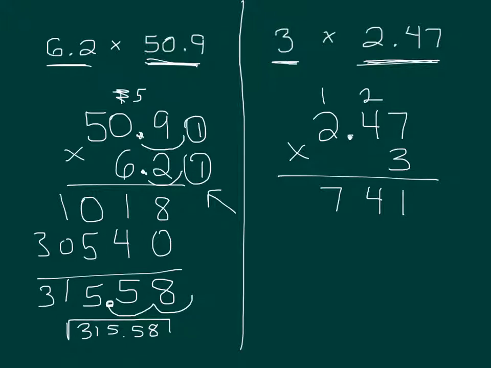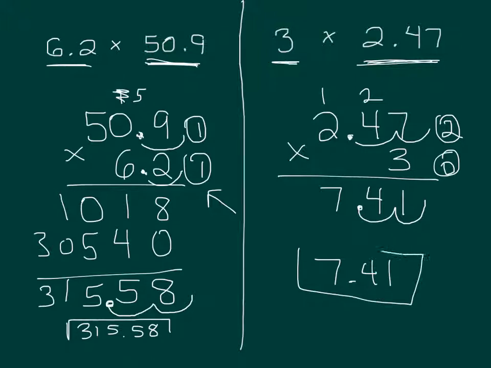Now I need to place my decimal in the answer. So my top factor has 2 decimal places. And my bottom factor doesn't have any. It has 0 decimal places. And altogether, 2 from the top, 0 from the bottom is 2 decimal places. So I'm going to move my decimal point over 2 decimal places in my answer. And I have 7 and 41 hundredths.